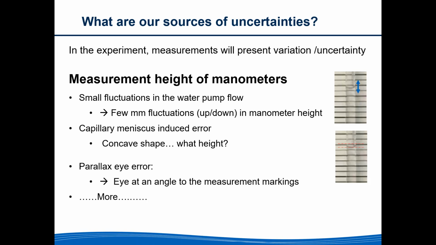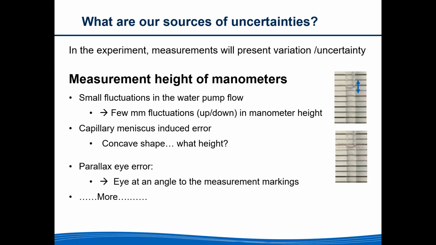When we measure the height of the manometers, a possible source of influence on the results is the fluctuation of the pump flow. The water pump may not be perfectly constant. This creates some oscillations up and down of our line, our pressures, and this oscillation affects our measurement.